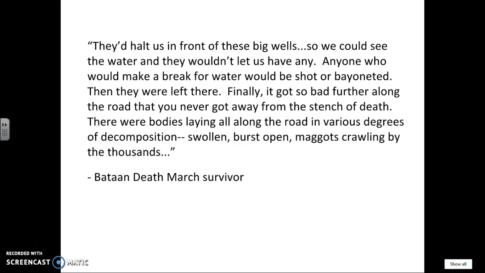Just so you can kind of see here, this is a reflection from a Bataan Death March survivor. It says here they'd halt us in front of these big wells so we could see the water, but they wouldn't let us have any. Anyone who would make a break for water would be shot or bayoneted. Remember, bayonets are the long knives on the end of the guns. Then they were left there. Finally, it got so bad further along the road, you never got away from the stench of death. There were bodies laying all along the road in various degrees of decomposition. Swollen, burst open, maggots crawling by the thousands.